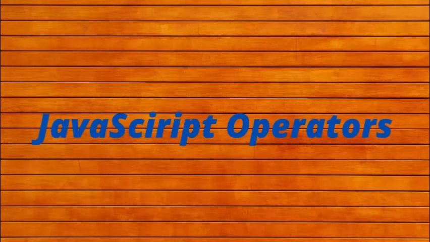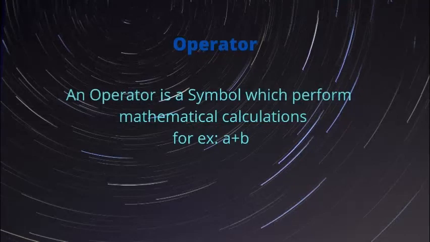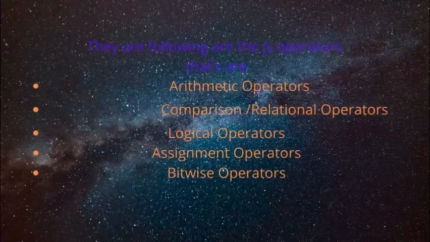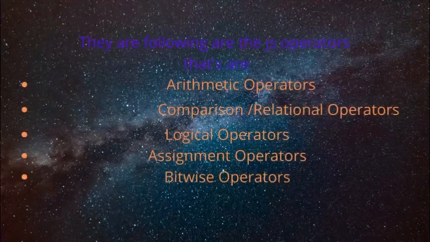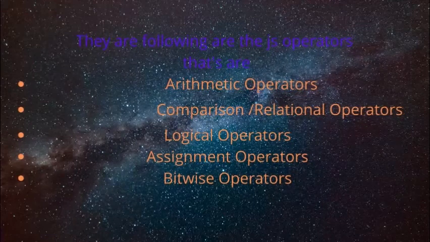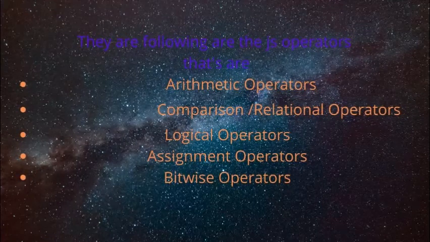Now we have to discuss operators in JavaScript. First, we have to know what an operator is. An operator is a symbol which performs mathematical calculations. The following are the JavaScript operators: arithmetic operators, comparison or relational operators, logical operators, assignment operators, bitwise operators, and special operators.